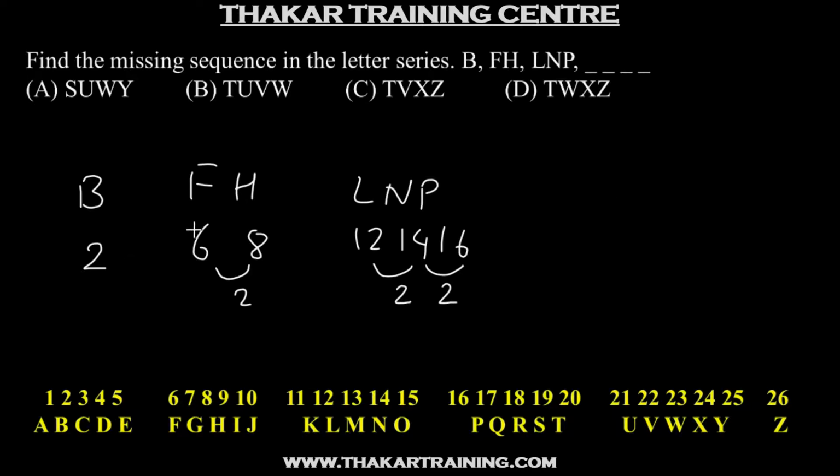So between the first term and the first letter of the second term, we have a jump of 4. Between the last letter of the second term and the first letter of the third term, we have a jump of 4. So here too we will have a jump of 4, that is from the last letter of the third term to the first letter of the fourth term.